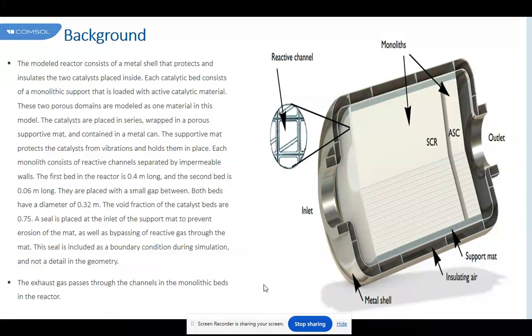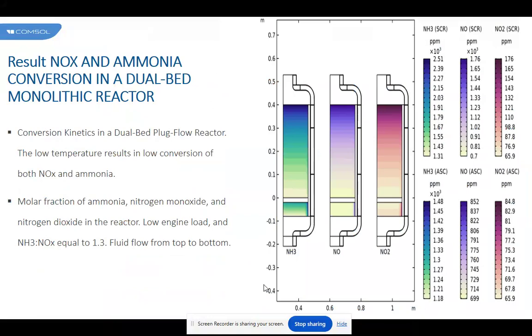The model equations. The present example takes a pseudo-homogeneous approach to model the thousands of channels present in the monolith reactor. No mass is exchanged between channels, so each channel is described by one-dimensional mass transport equations. Furthermore, assume fully developed laminar flow in the monolith channel such that the average flow field is proportional to the pressure difference across each bed.